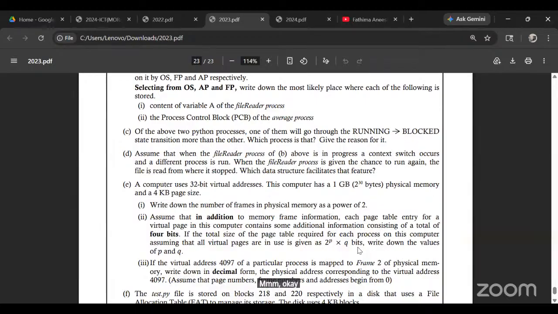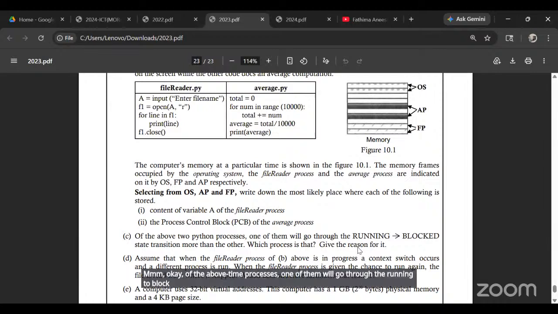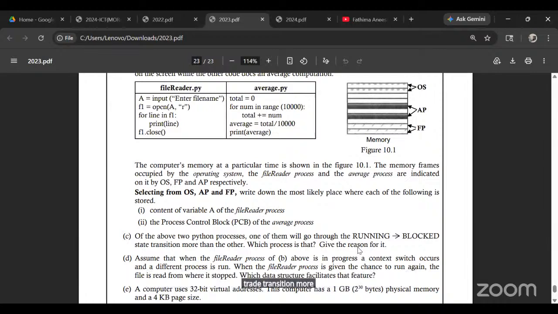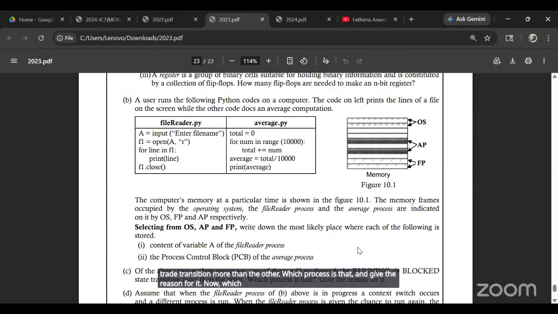Okay. Of the above two Python processes, one of them will go through the running to block state transition more than the other. Which process is that, and give the reason for it. Now, which process is going from running to block? Who can say the answer? Which process is going from running to block?